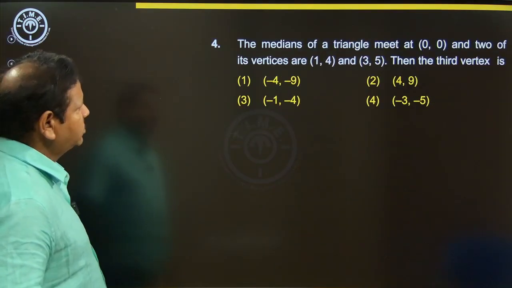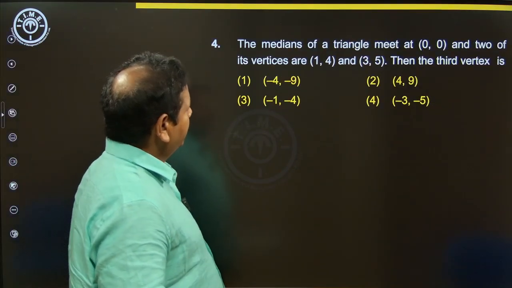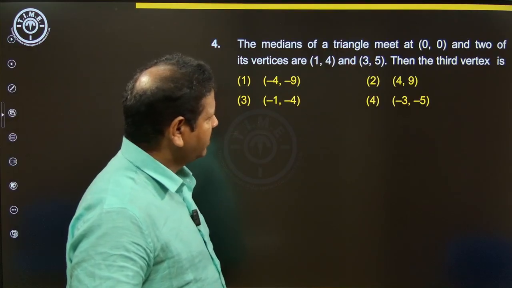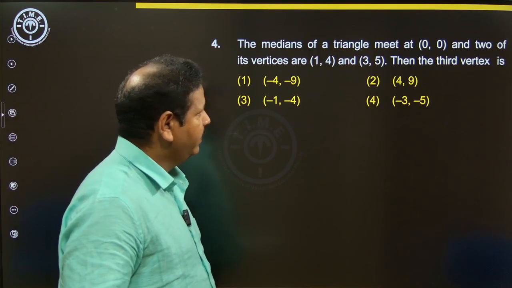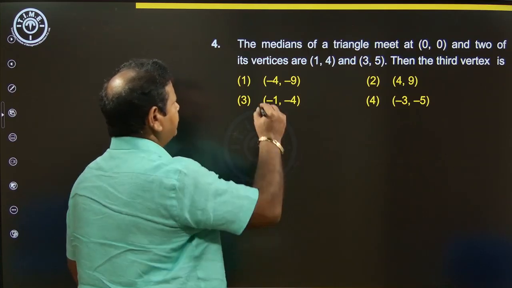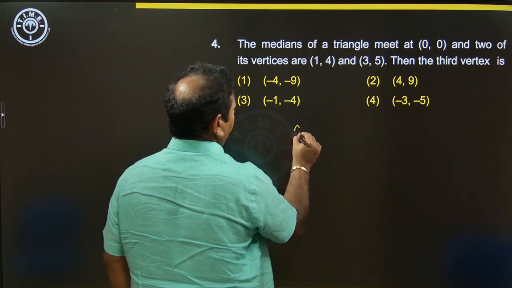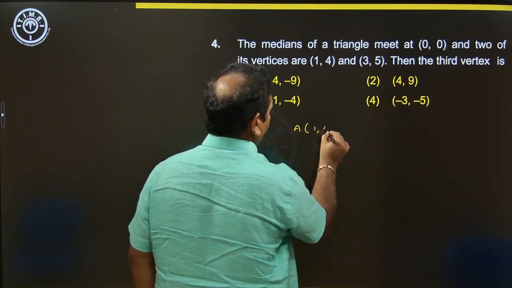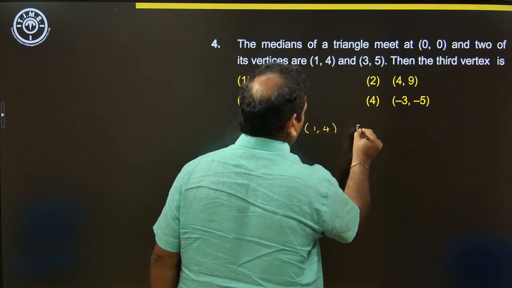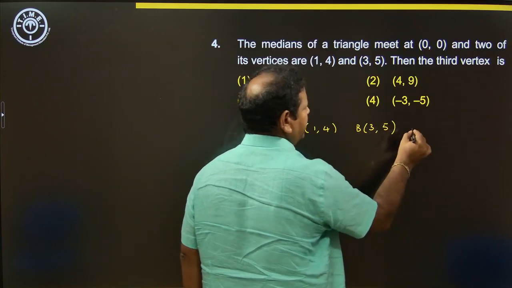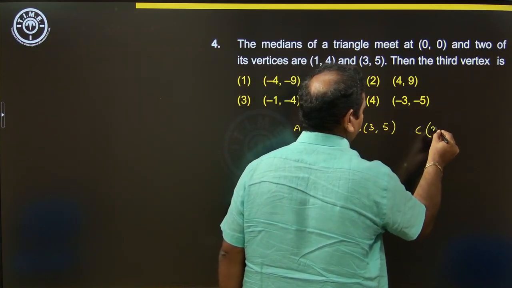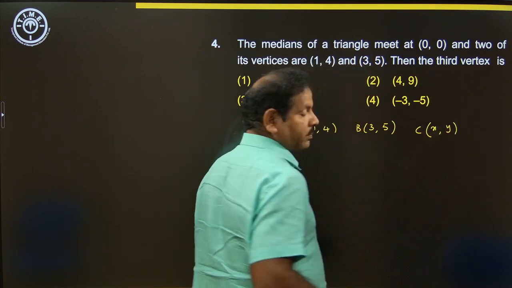Then next, the fourth one: the medians of a triangle meet at 0, 0 and two of its vertices are 1, 4 and 3, 5. Then the third vertex is, say this, two of its vertices A 1, 4, B 3, 5. What is C? C is asked to be calculated. Let's find out C, x, y.